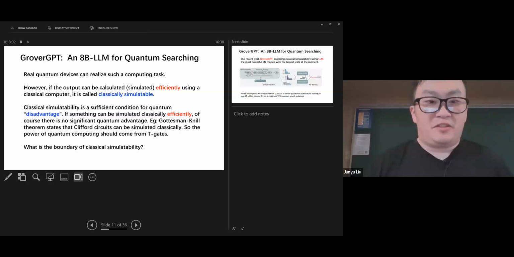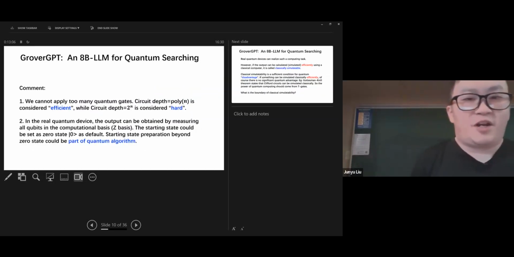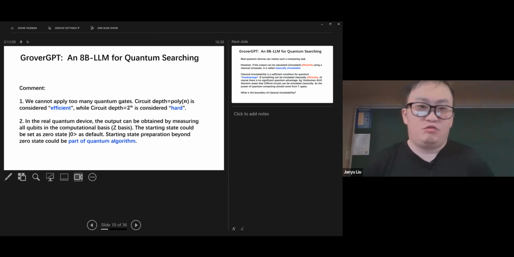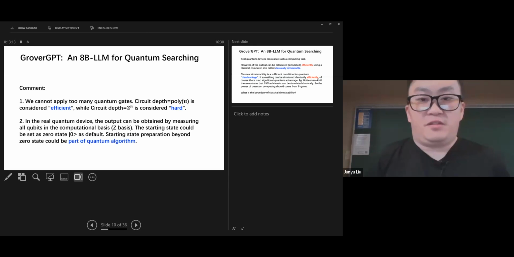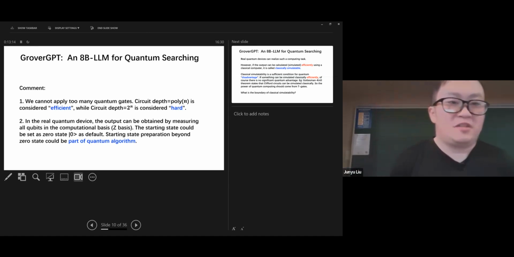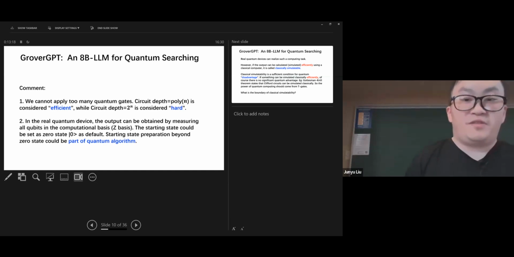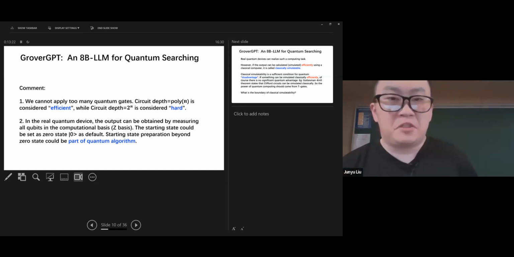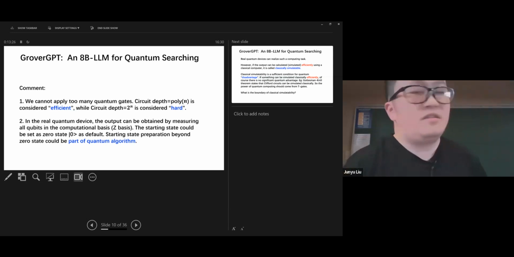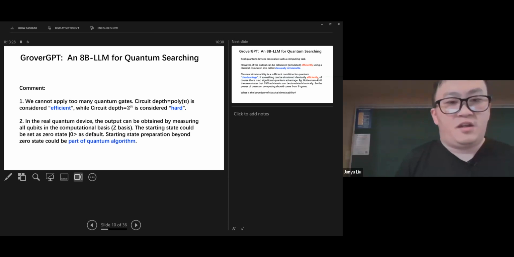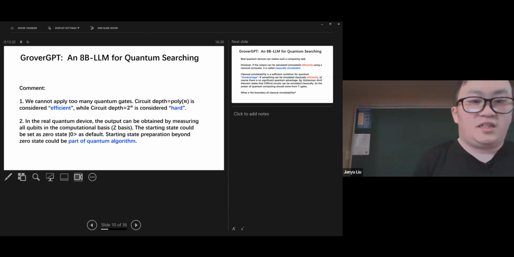There are a few comments about this definition. Firstly, we basically cannot apply too many gates, otherwise it's too complicated. Usually we require the circuit depth to be polynomial in the number of qubits. That is considered efficient, roughly speaking, whereas if the circuit depth is exponential in the number of qubits, that is considered hard.